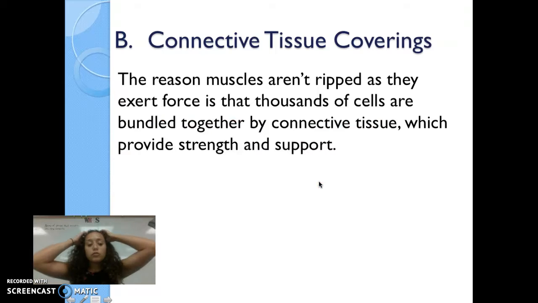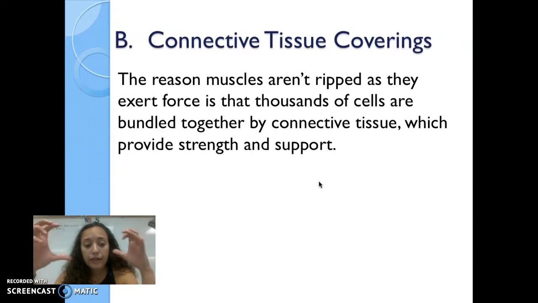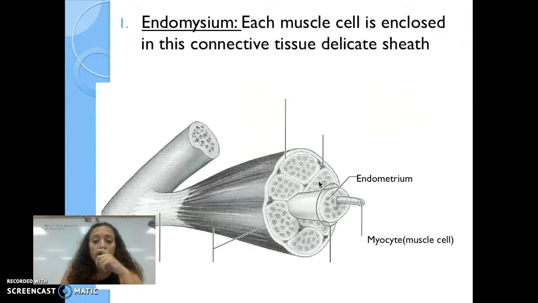Okay, so there's a lot of connective tissue when you're dealing with skeletal muscle. The reason why is because so much contracting is occurring that if you didn't have layer upon layer of connective tissue, it would rip. So the first one we're going to talk about is, as you know, this is your bone. Imagine this is your femur. You have a tendon here. And this is your muscle. What we did, we cut the muscle in half, and we're looking inside.